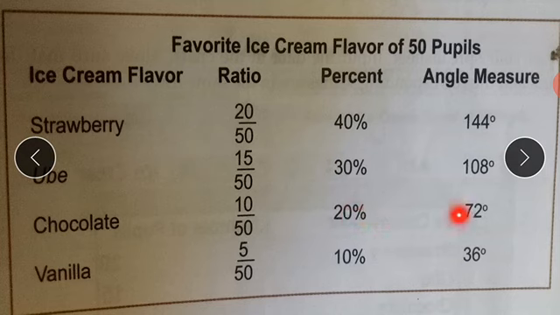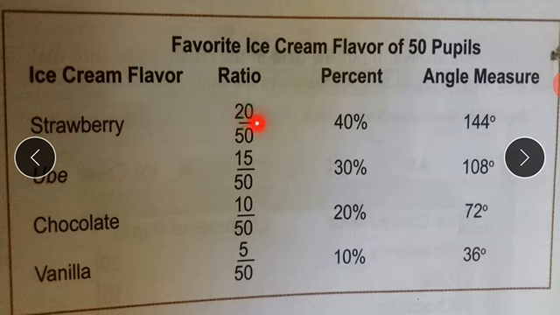So when you get the angle measure, 0.2 times 360. Next is vanilla. 5 over 50, which is 10%. 0.1 times 360, you will get 36 degrees.